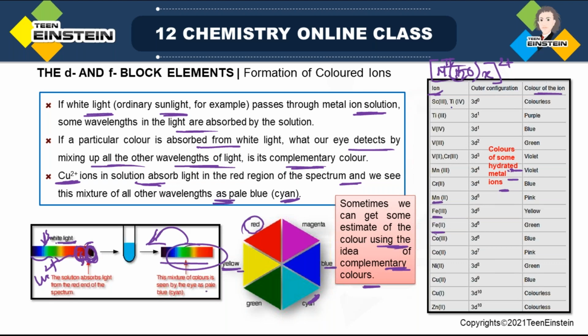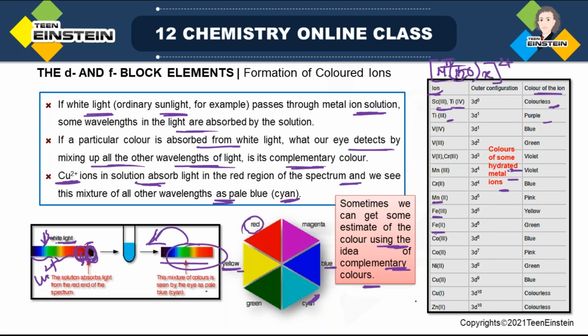Now for scandium 3+ and titanium 4+, both are 3d0 systems. Now for 3d0, no color is possible because no electrons are there. No question of promotion of an electron from lower energy to higher energy. Then titanium 4+ is 3d0, so titanium 3+ will contain 1 electron. And now gradually colors are appearing.